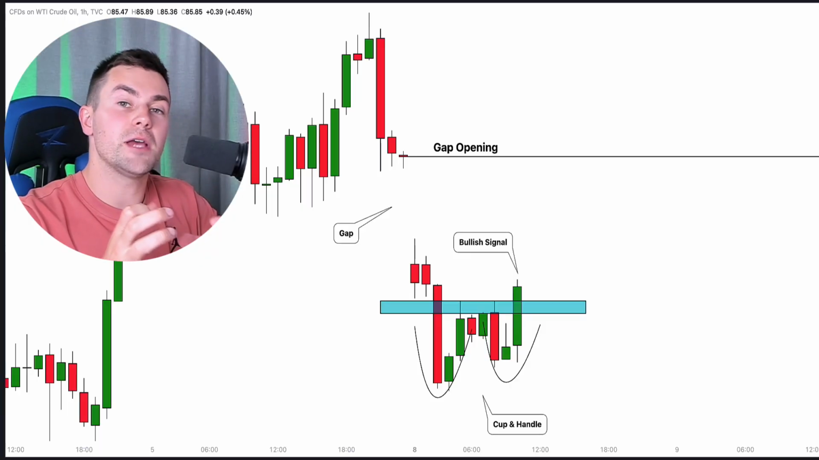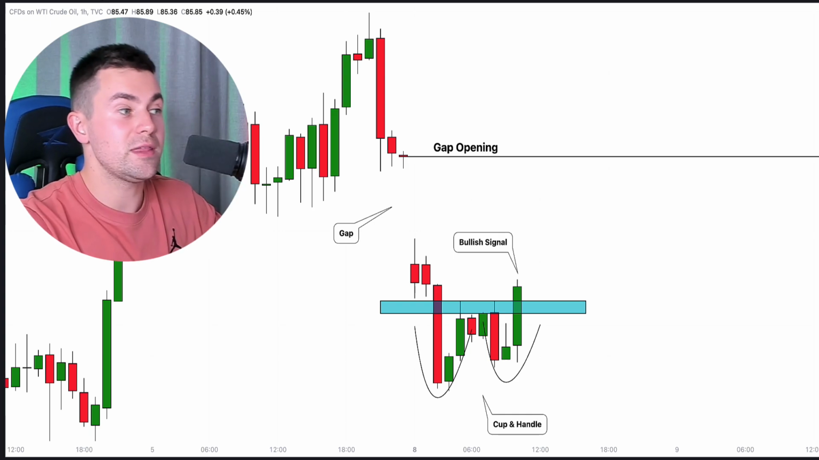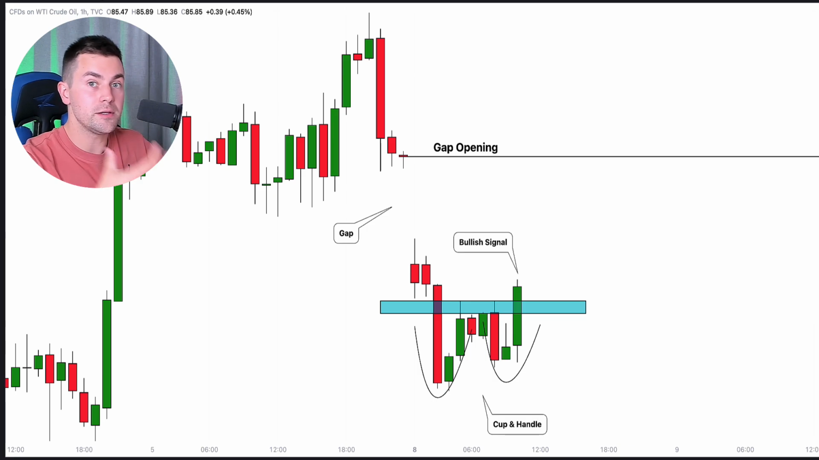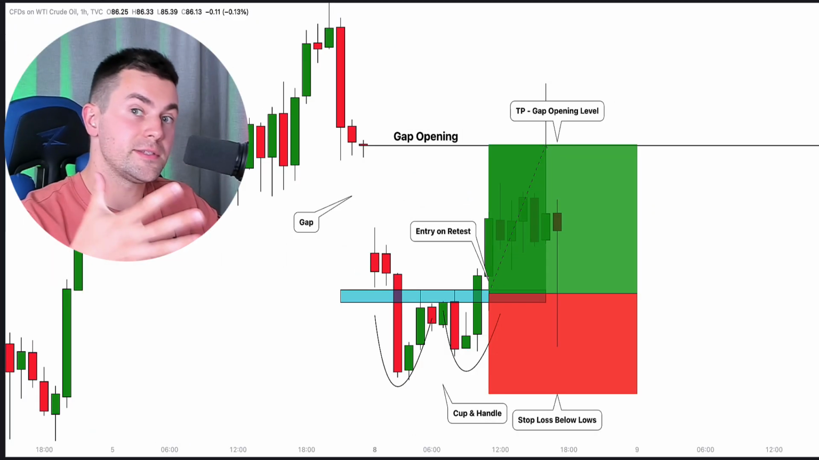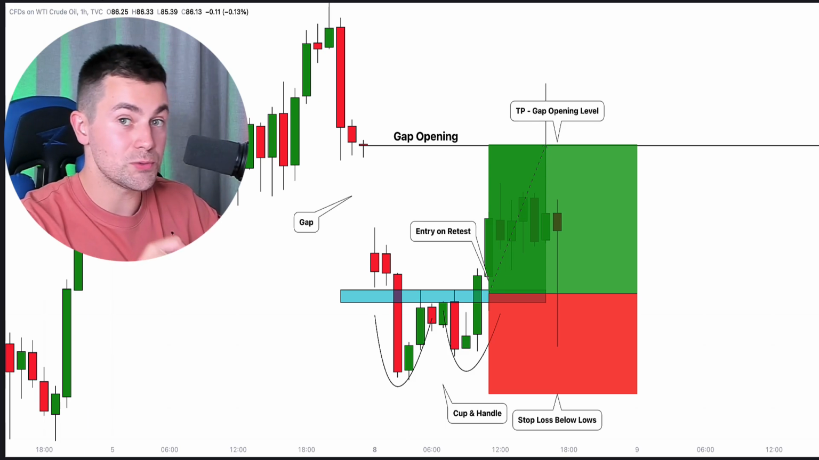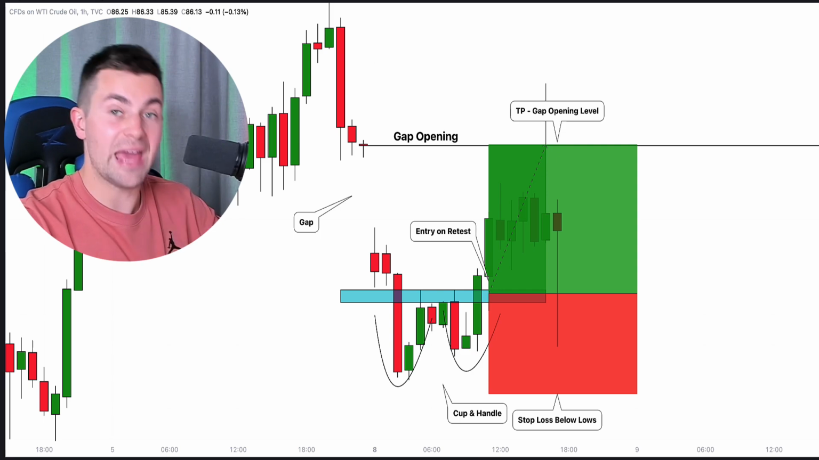Let's study the price action on WTI crude oil before it filled the gap. You can see that the price formed a cup and handle formation. And for us, a clear bullish signal, this sign of strength of the buyers, was a breakout of a neckline and the candle close above that. Again, I set a stop loss below the lows of the cup and handle formation. Entry was on a retest of a broken neckline, and take profit was the gap opening level.